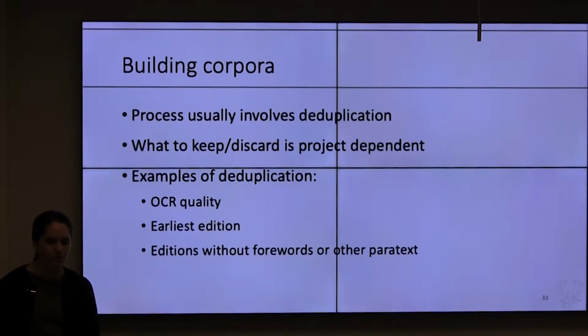The process usually involves some kind of deduplication. The digital library has a considerable number of duplicates. I don't know how many versions of Pride and Prejudice there are across editions, but there are a lot. So as a researcher, you have to decide which one is the most valuable for your analysis. Is it the first edition? Is it the one with the best OCR? Is it the one that doesn't have a foreword or an afterword, because that's extra data processing that I'm going to have to do? Every researcher makes that decision for themselves.